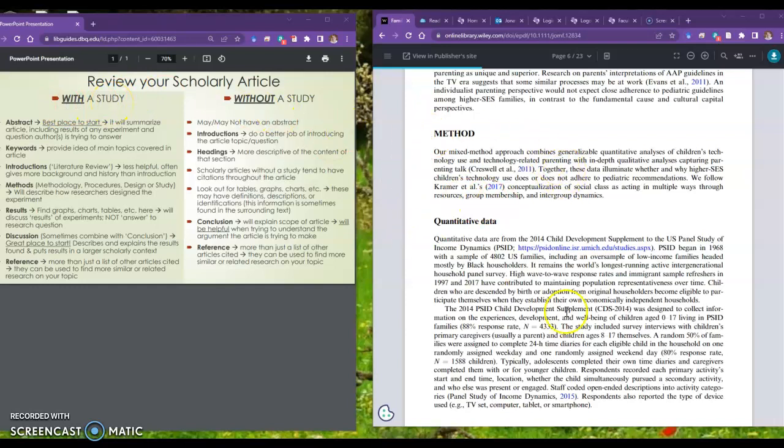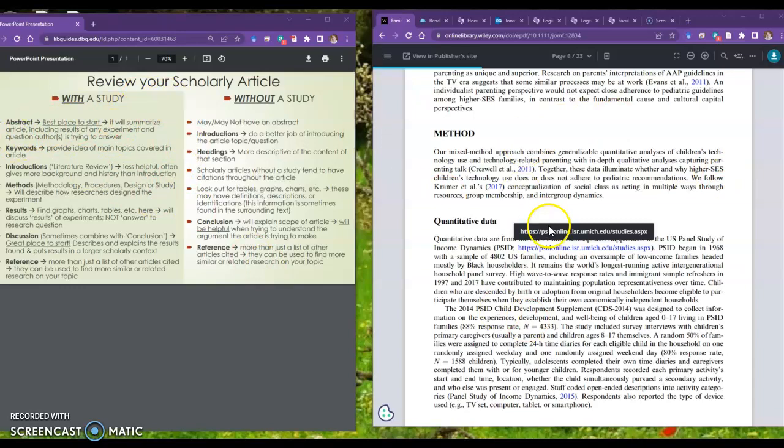Now, if it didn't have a method section, you would skip, for example, the methods area and the results, and then the discussion. So if you notice here, it's a little without a study. If there was no method section, you would do it a little differently. So now it's with the study.